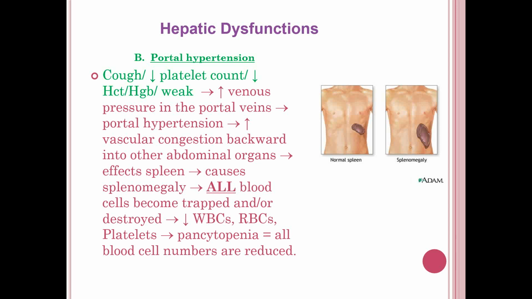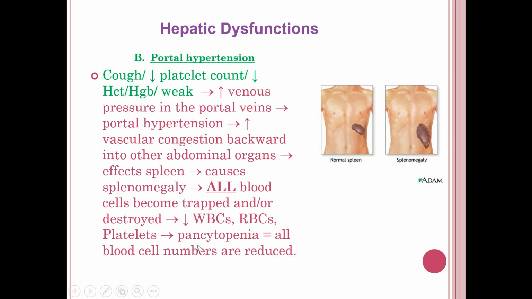It's called sequestration of blood cells, and they become trapped, and because it's a blender and it's always kind of spinning, these cells will ultimately get destroyed. And therefore, there is a reduction in all blood cells. So there's a reduction in the white blood cells, the red blood cells, and the platelets. And that term is pancytopenia, when all blood cells are reduced.